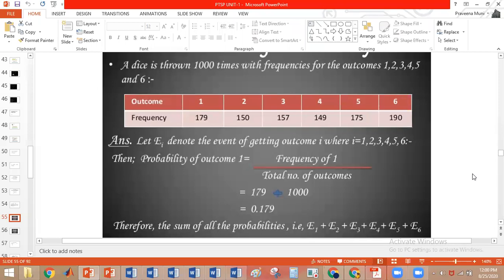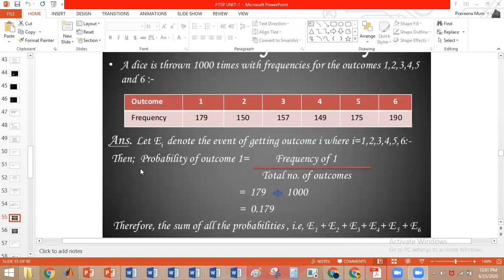Now we see this example. We have thrown a die 1,000 times, with the frequencies for the outcomes 1, 2, 3, 4, 5, 6 given like this. Outcome 1 occurs 179 times, outcome 2 occurs 150 times, outcome 3 occurs 157 times, outcome 4 occurs 149 times, outcome 5 occurs 175 times, and outcome 6 occurs 190 times.